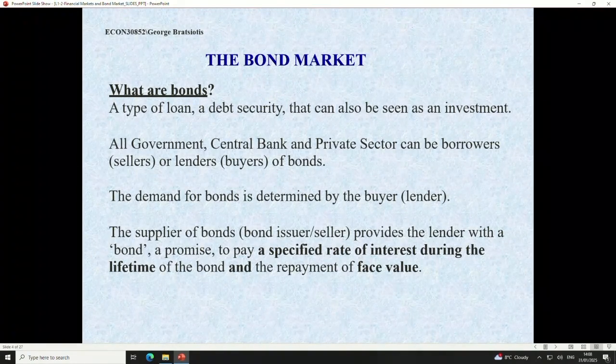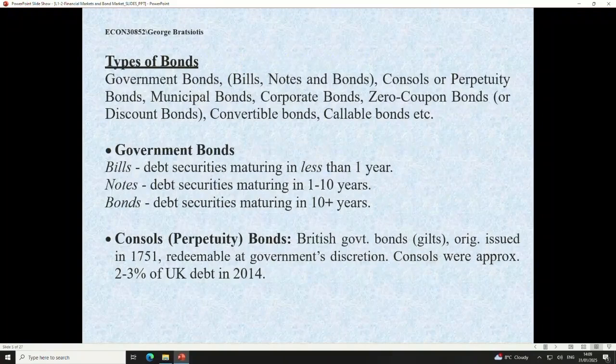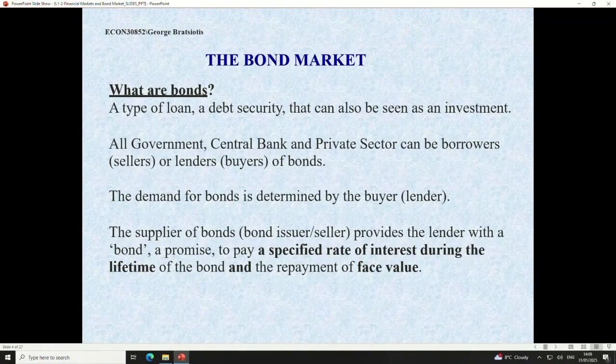So, the demand for bonds is determined by the buyer, the lender. The supply of bonds provides the lender with a bond, a promise to pay a specified rate of interest during the lifetime of the bond and the repayment of face value. Right, okay. Next thing is, are we all clear about this, yeah?